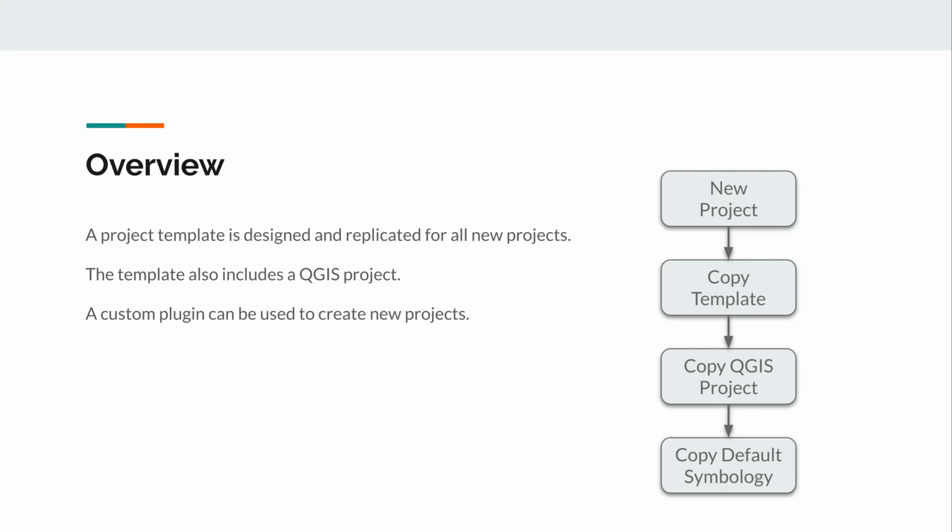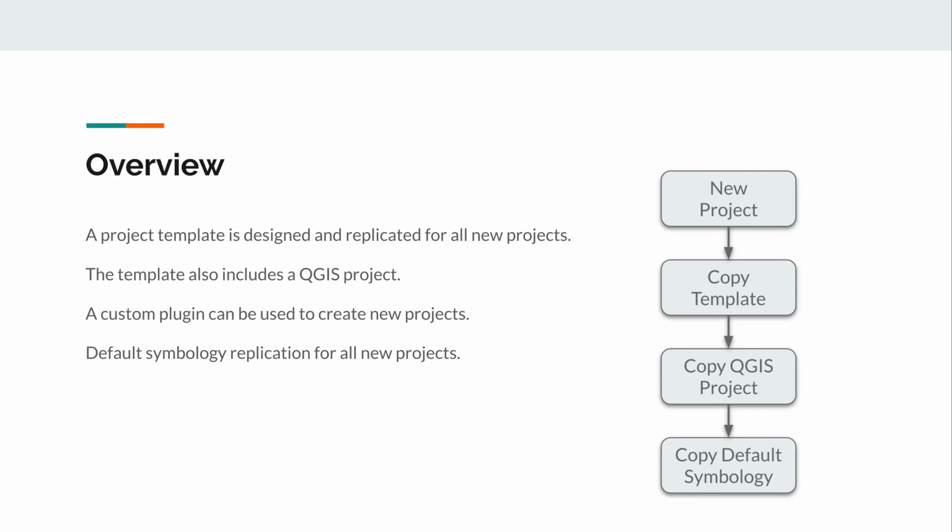A custom plugin can be used to create new projects. This is what we do for most clients, is once we figure out that initialization script, we turn it into a plugin where literally you can just press a new button. If you're an authorized user, you click a button and say new project, and a new schema is created with everything you need within it.